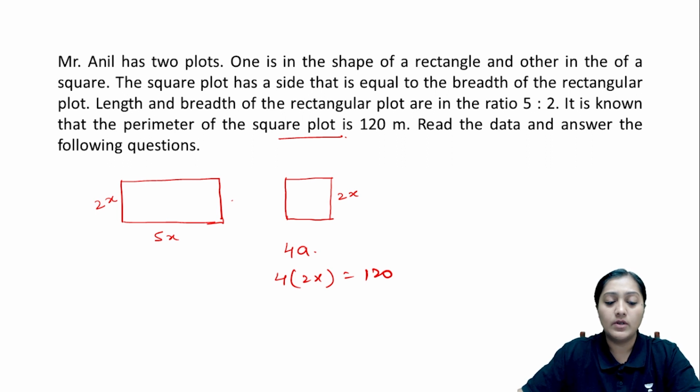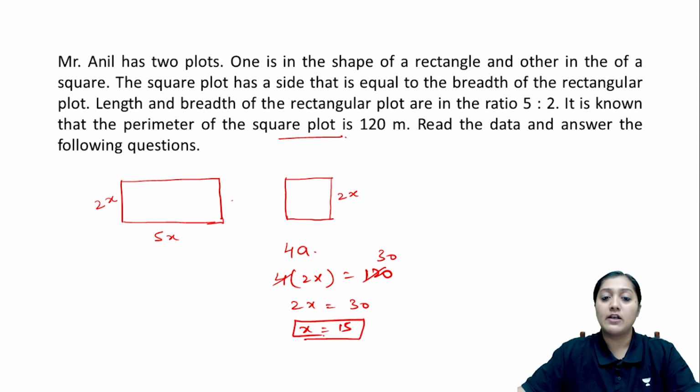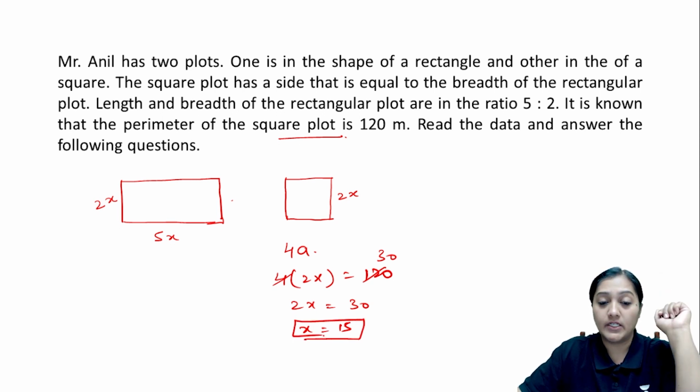See, that will go, yes, this will go 3 times. We are left with twice of x equals 30 and the value of x will be 15. So x comes out as 15 meter. Therefore, 2x will come out as 30 meter. That means 30 meter is the side of the square.